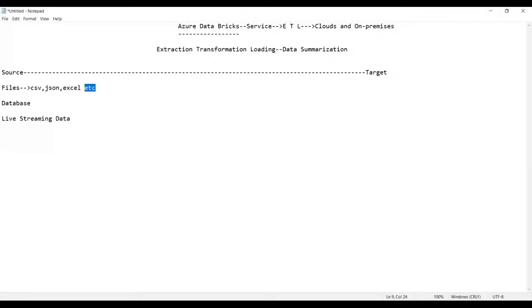Can you see here? These are the various types of files we have. So what we do is, ultimately we pull the data into ADB, that is called Azure Databricks. This is called the process of data ingestion.